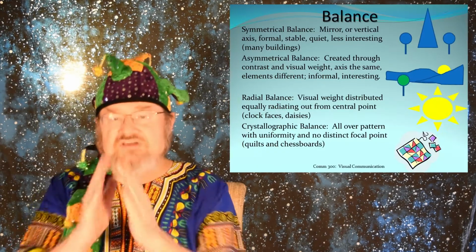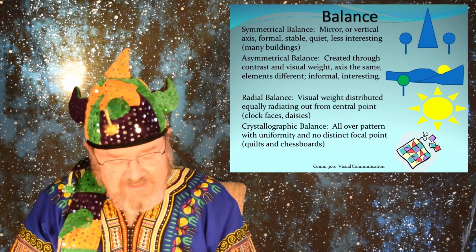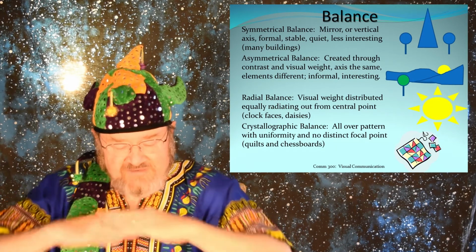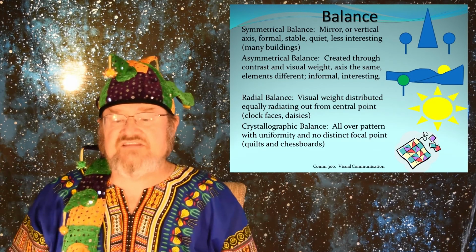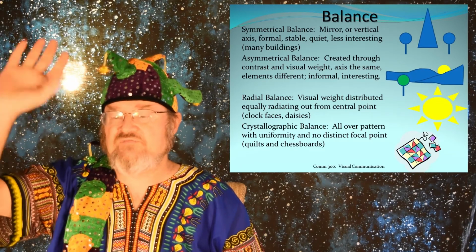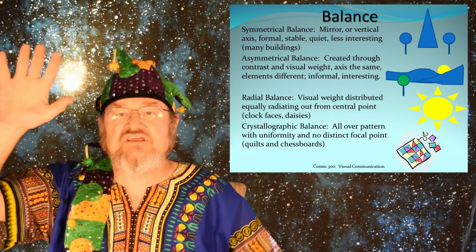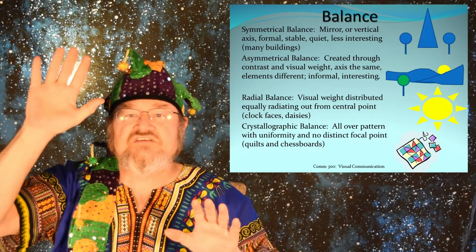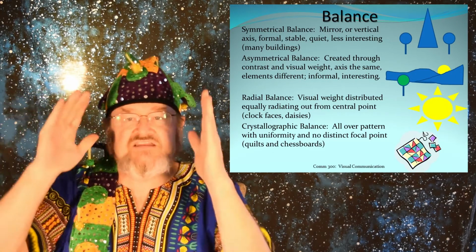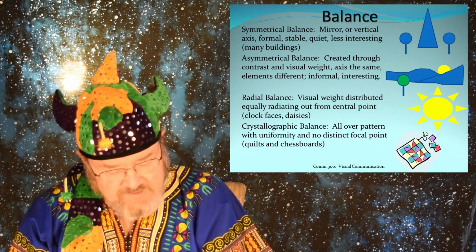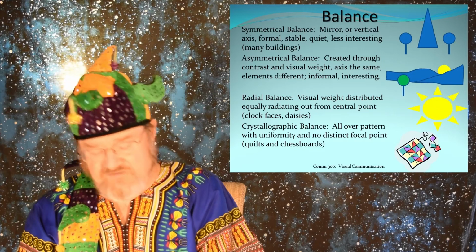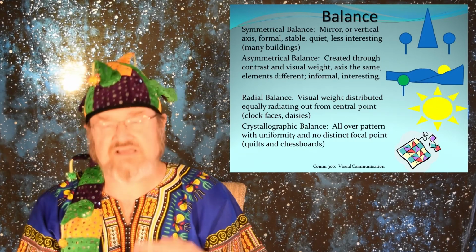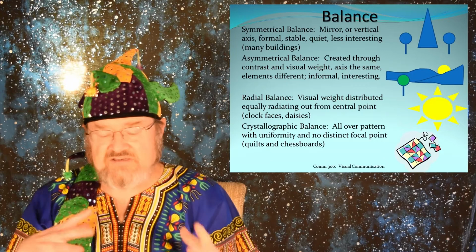And we look at balance as symmetrical. So there's vertical balance and there's, of course, horizontal balance. Some balance is not symmetrical. It's not exactly even. Instead, it might be asymmetrical. So I have something up here and I have something down here, right? And so in those instances, it balances, but not perfectly symmetrical. There's radial balance, like a sun or a flower, and there's crystallographic balance, which is like an overall pattern, like a chessboard or a quilt or something that kind of has balance.